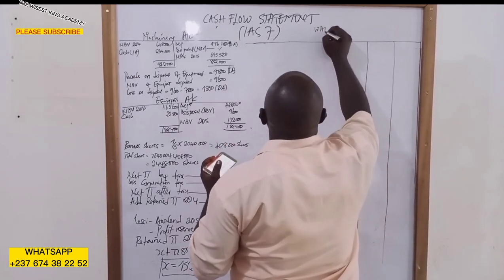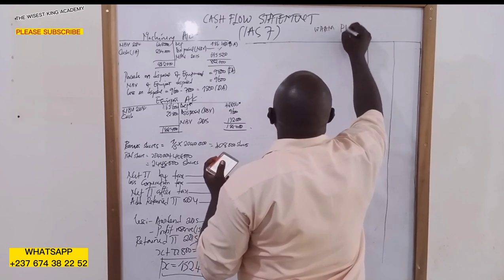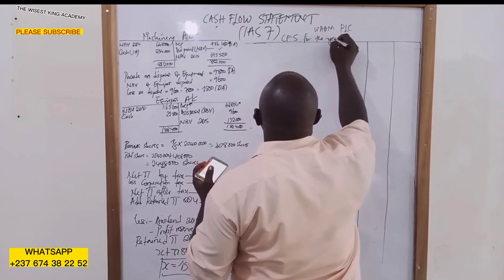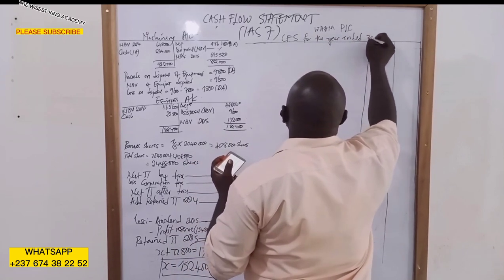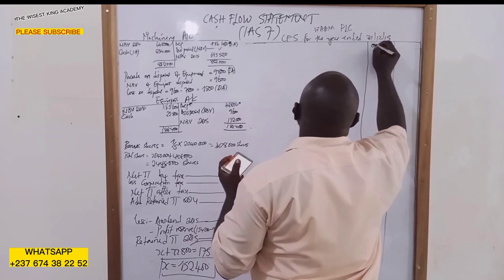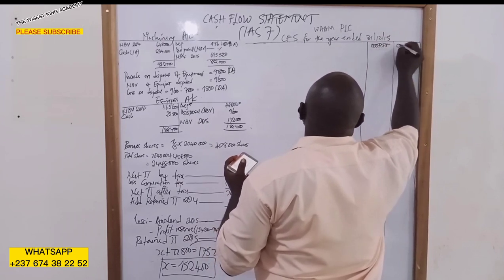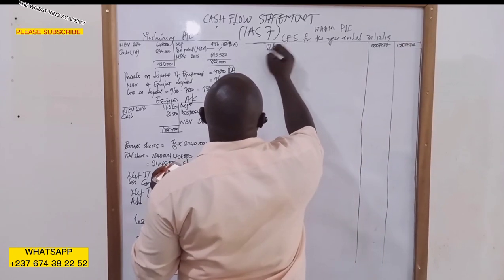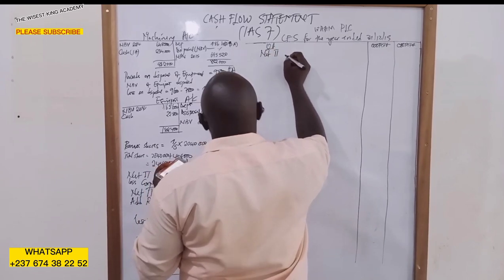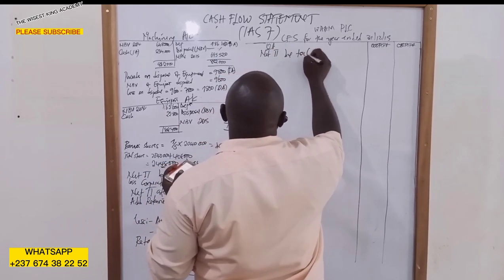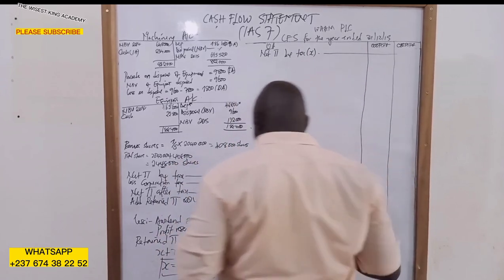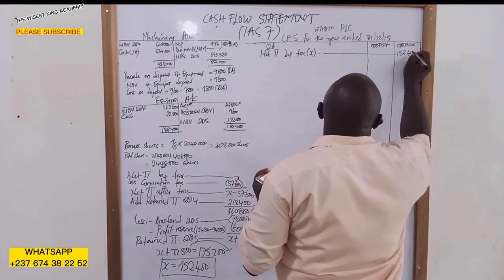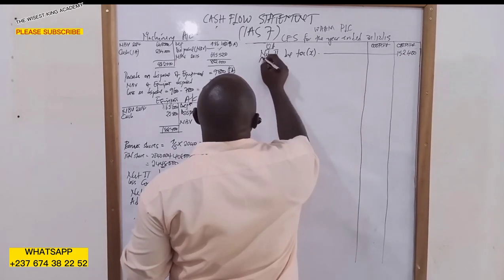Now, this is one PLC cash flow statement for the year ended 31st December 2015, in 000 francs CFA. So we have operating activities. We start with our net profit before tax, which is actually our X, which we have calculated. We have 152,400. Right? We carry out adjustments.